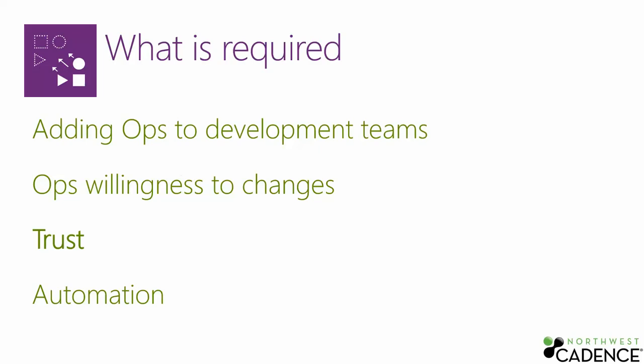So what's required? Here are a few ideas. Adding ops to development teams, having a person from the operations team be on the Scrum team, so they can provide their insight. You know, what is actually feasible for this iteration? What's our release timeline? Anything like that. You also need ops willingness to change. It depends on how ops was working before, but the ops person needs to be open to this next change and not hold that line.